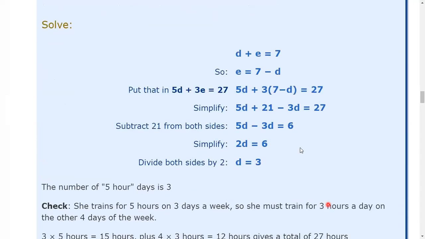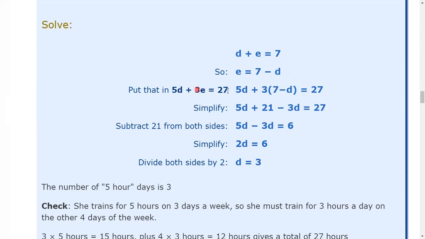So we know that F plus T is equal to 7. Am I right? D plus E, or F plus T, is 7. So we will have to calculate one. That is called substitution. To get the value of E, 7 minus D, put it in that: 5F plus 3T is equal to 27.